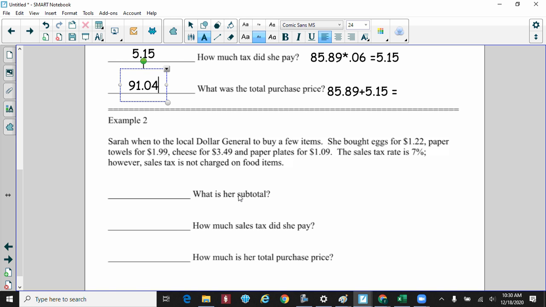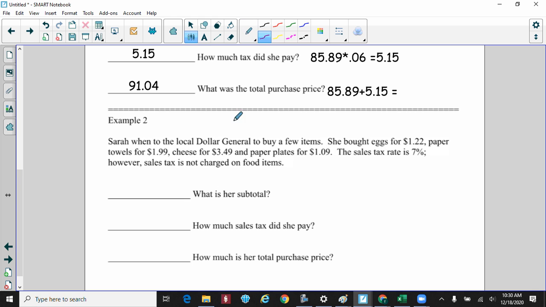Now, this question is a little different because I decided to change it up a little bit and apply it to where the sales tax is not charged on food items. Where students get confused is they wonder, do I multiply the sales tax? And guys, let me give you a heads up: if the question doesn't give you a stipulation where the sales tax is not charged on food items, then the sales tax gets multiplied by everything. But in this case, sales tax is not charged on food items. So this is kind of like a one-time deal here.